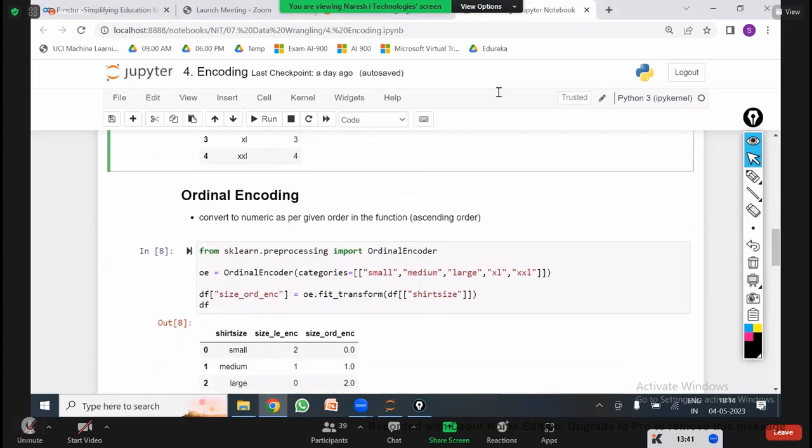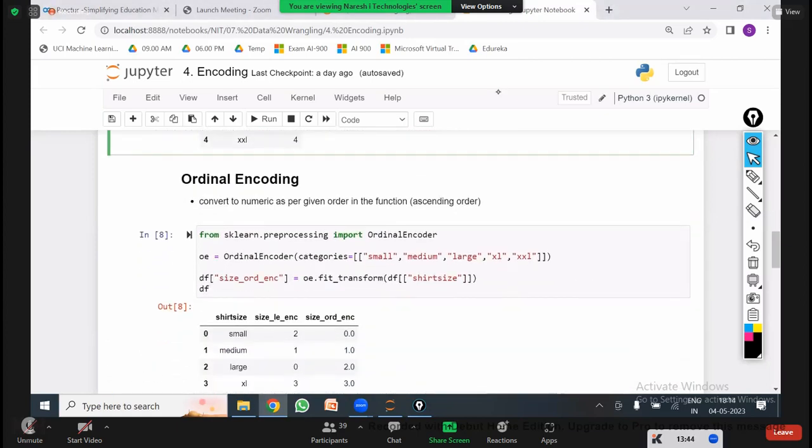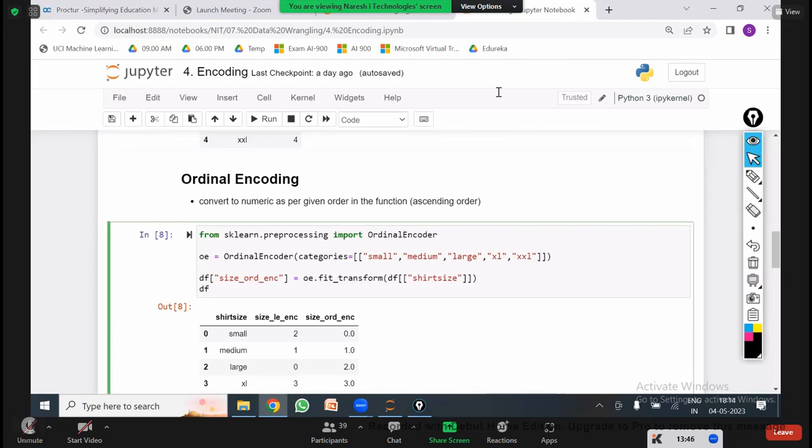Now, for example, if you go with the ordinal encoder, again from sklearn import the OrdinalEncoder, and you save this ordinal encoder in a variable name, and on that variable name you call fit_transform, where this particular function has to be given the input as a data frame. So you are giving a data frame as the input, so double square bracket we are going to use.